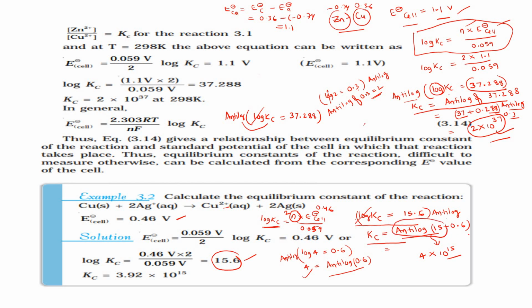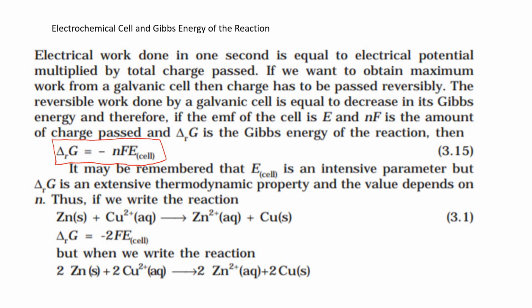Now, antilog of 0.6, how to calculate? Say log 4 equals 0.6. Take antilog here, antilog of log gets cancelled. Now antilog of 0.6 equals 4. So take the value 4 here. Roughly you get 3.9, like this. In this way we need to do it.